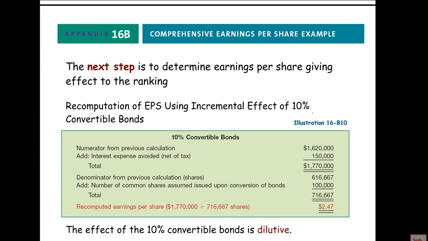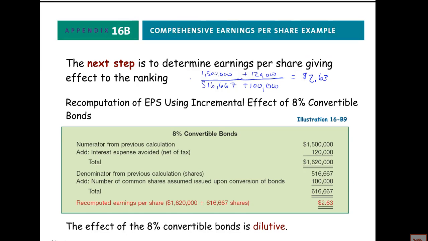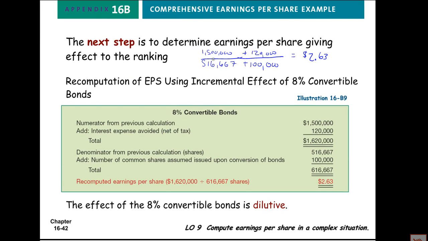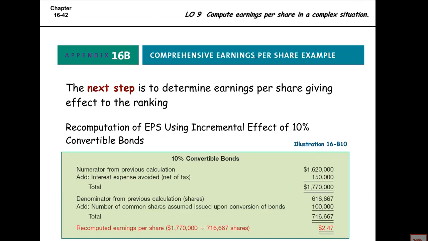So it has the potential for dragging down the diluted EPS. So our numerator is going to be 1.5 million plus 120,000 is 1,620,000. The denominator is going to be the 100,000 added to the 516,667, which is 616,667. Now we're going to add the 150,000 from the 10% convertible bond, and we're going to add the 100,000 in shares.